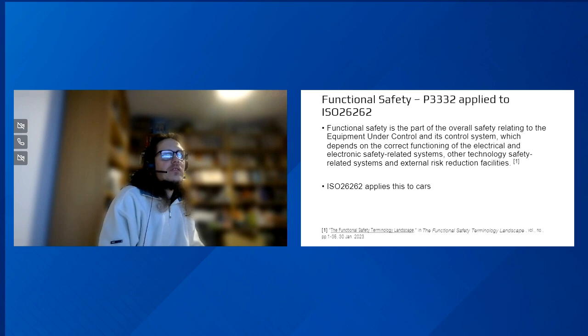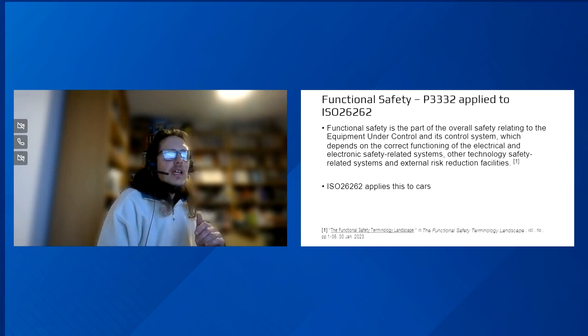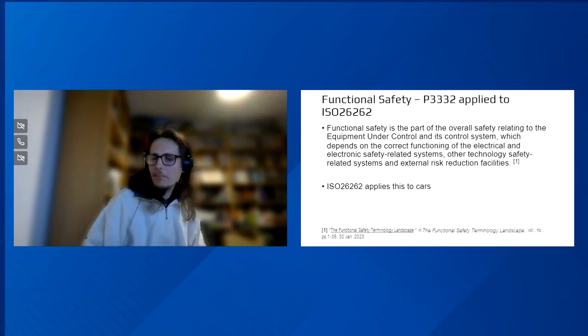And the ISO 26262 applies these ideas to cars and defines what you're expected to do during the development and analysis of your equipment under control. And this definition is in the footnote on the slide, which is the Functional Safety Terminology Landscape, a white paper which was published by the Functional Safety Standards Committee last year.